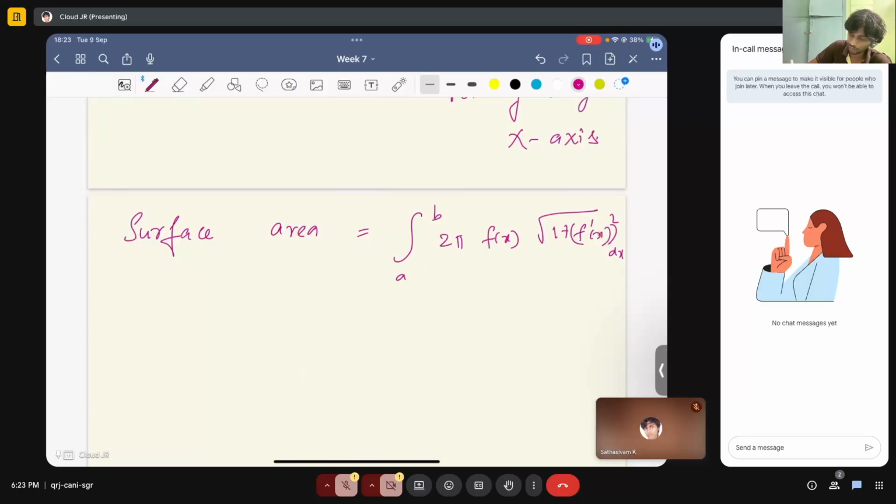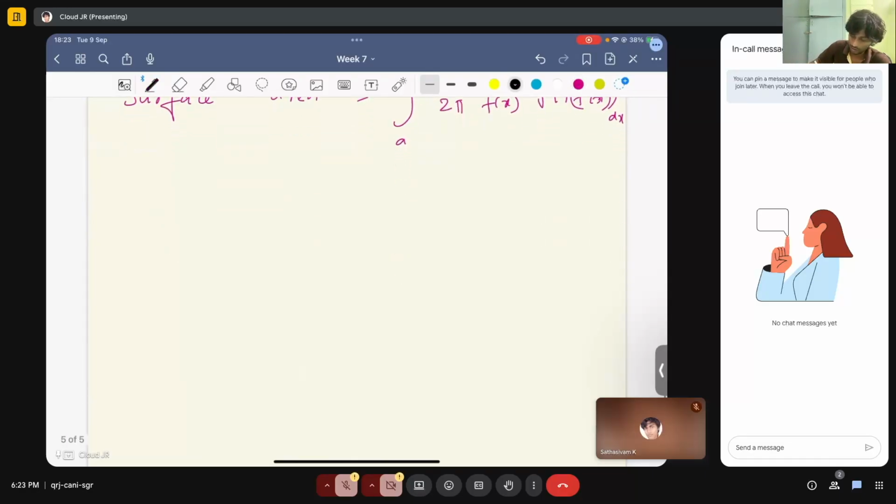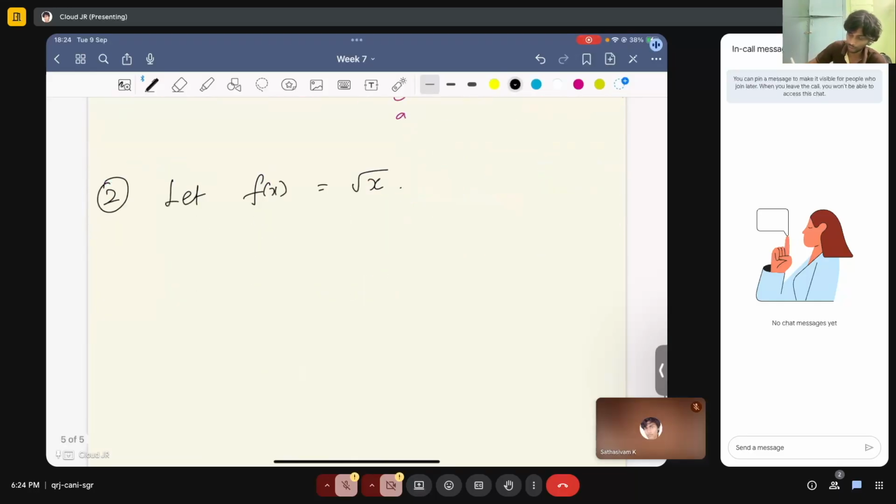Okay, so let me write the problem, and then we will try to do it. So let's start our second problem here. Let's say I have a function f of x, which is, let's say, square root of x. Now what we are going to do is rotate this square root of x. If you draw the square root of x, it looks something like this.